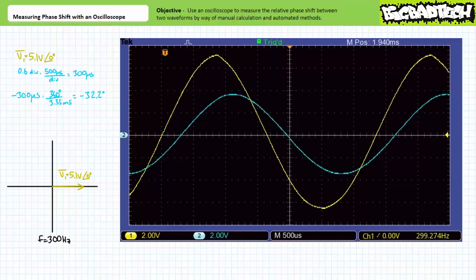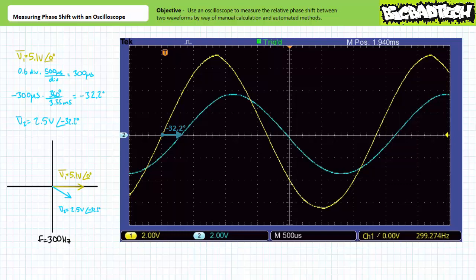Given both these waveforms complete a 360-degree cycle in 3.35 milliseconds, a unit conversion shows that the blue waveform on channel 2 is lagging the yellow waveform on channel 1 by 300 microseconds times 360 degrees divided by 3.35 milliseconds, or approximately 32.2 degrees. The phasor representation of the blue waveform on channel 2 is therefore 2.5 volts at an angle of negative 32.2 degrees. In summary, there is a relative phase shift of 32.2 degrees between the two waveforms.